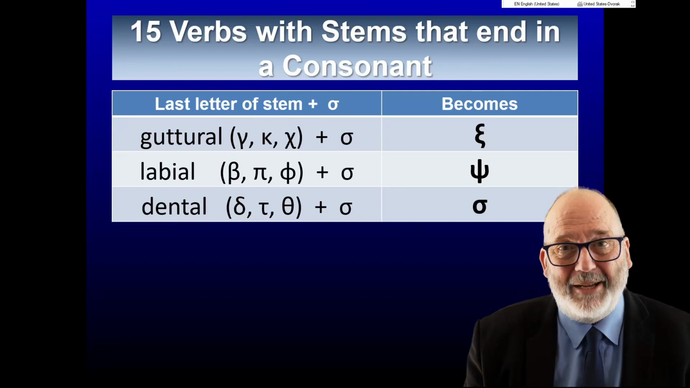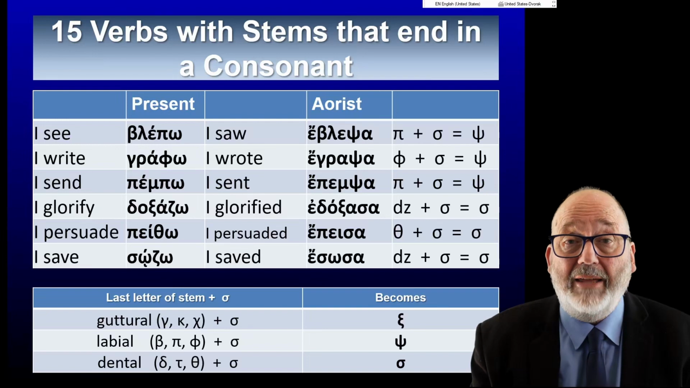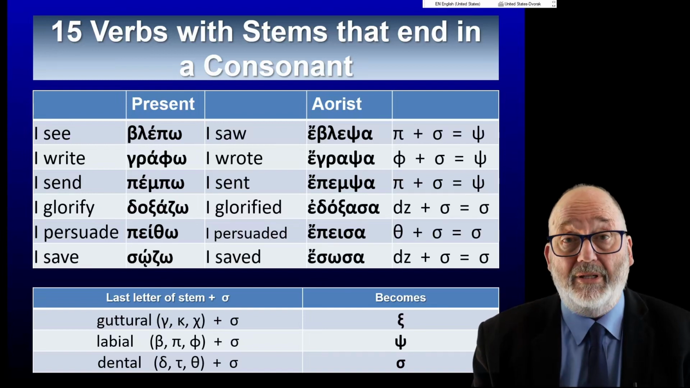Let's look at some examples of how this happens. Here we have some verbs that have a verb stem that ends in a guttural, labial, or a dental. The verb blepo, for example, has a verb stem blep.